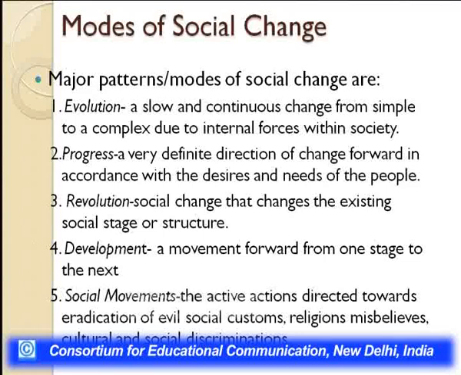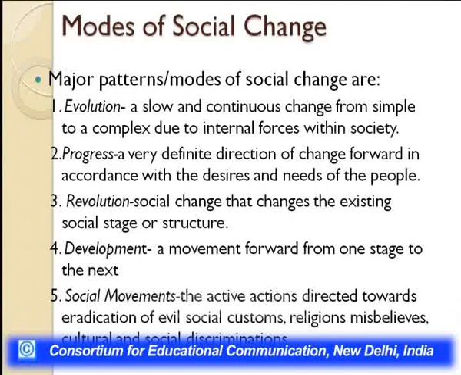Progress is positive, that is, whatever changes take place in the structure and the culture of the society is something which is desirable by the people, something which will fulfill the needs of the population. So, it is always trying to move on from a lower stage of societal level to a higher stage.